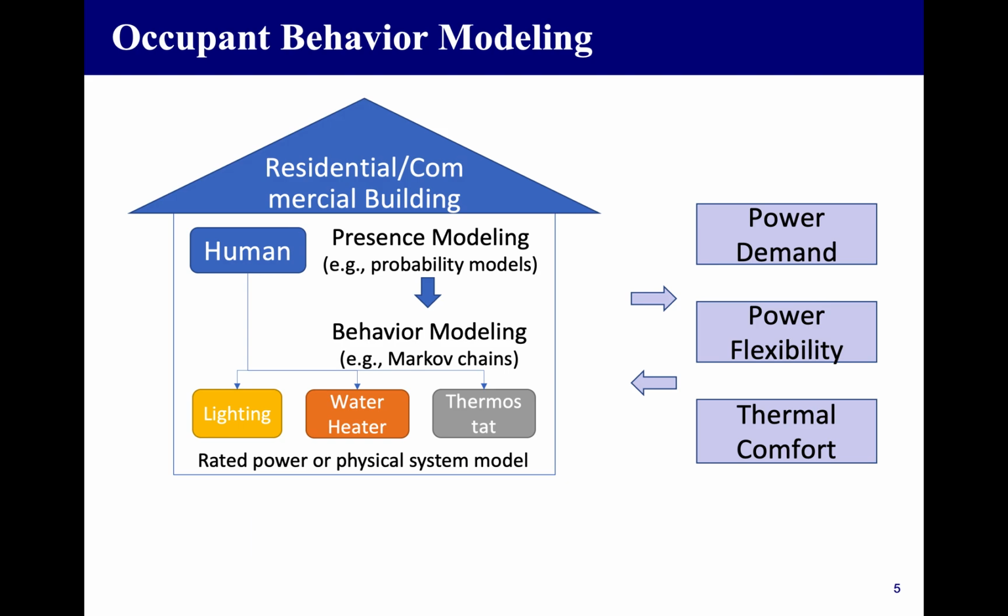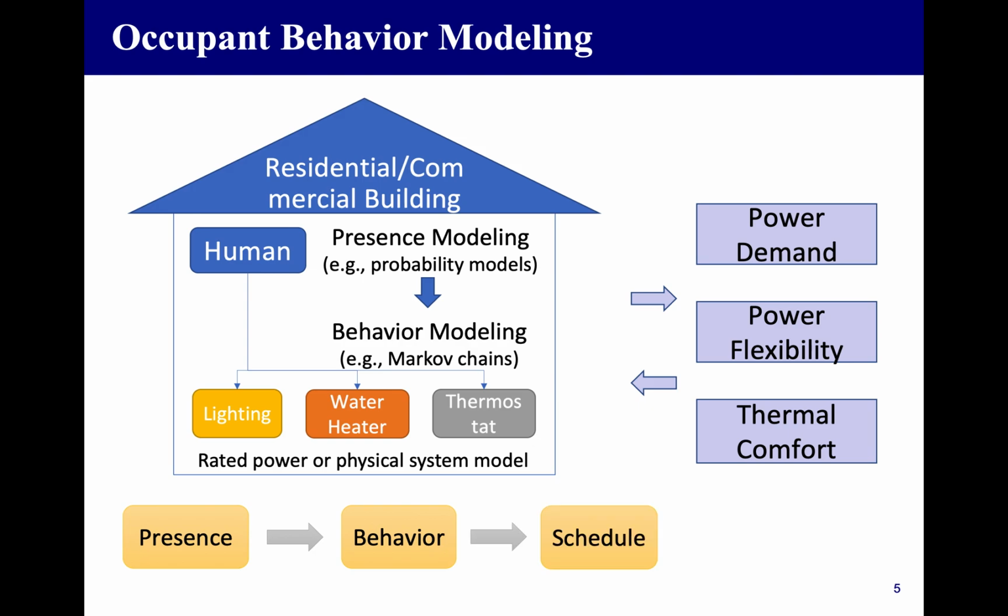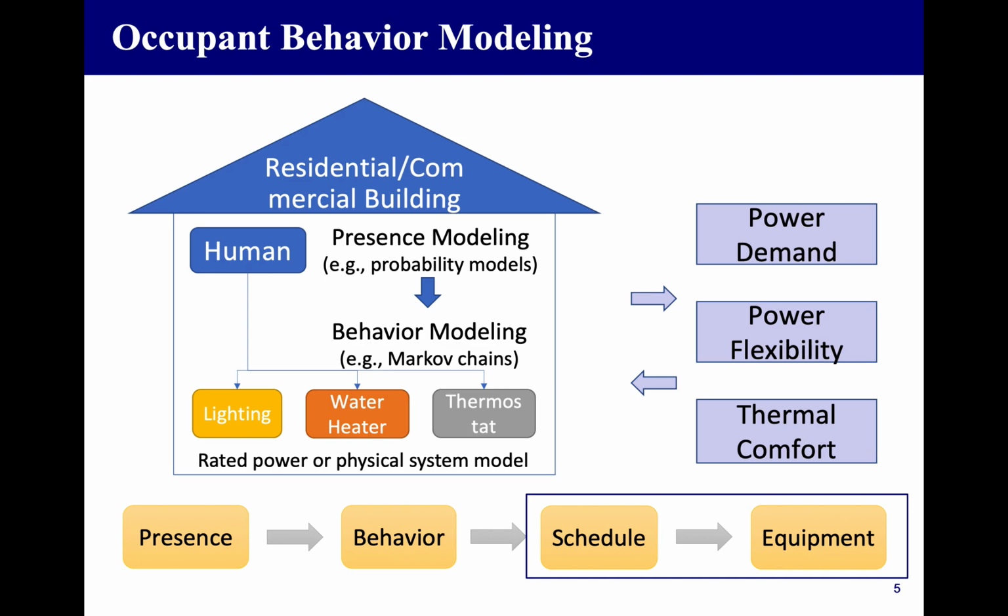So to summarize, the first step is to predict occupant presence in buildings, and then predict occupant behavior, and use those results to determine the schedule of different equipment, and further use that for equipment control or power demand prediction. Traditionally, only these two steps are included in building energy simulation tools, and they usually don't have these two modules inside them.